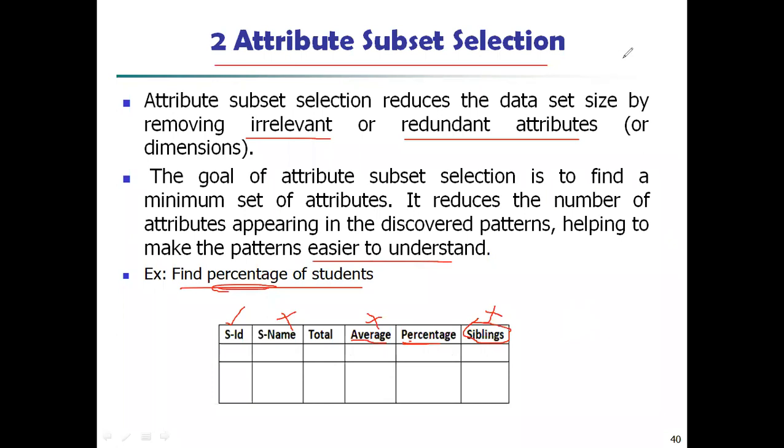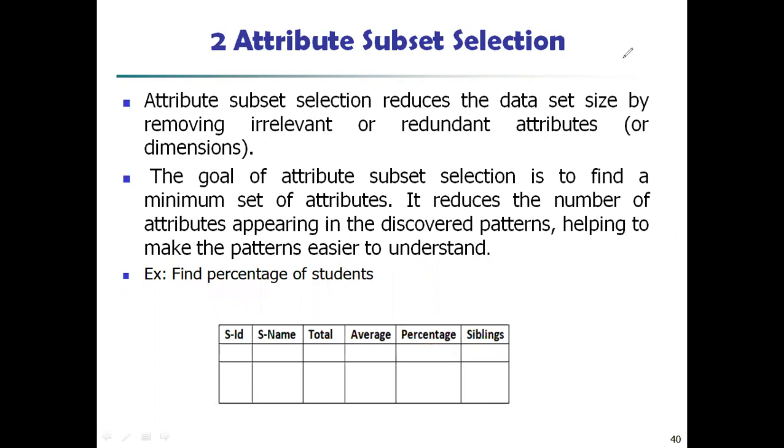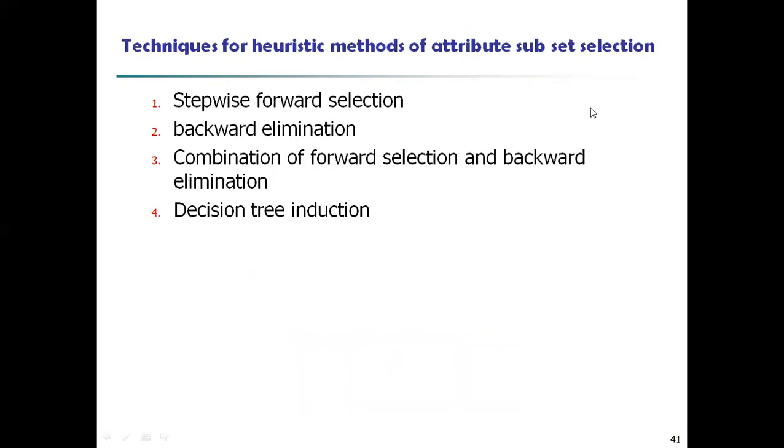Coming to the next slide. Here you have the heuristic methods of attribute subset selection. Here you have some techniques. These techniques may not be perfect, but these are hands-on techniques that may not give 100% accurate results. Sometimes it would give accurate results, sometimes it would not.